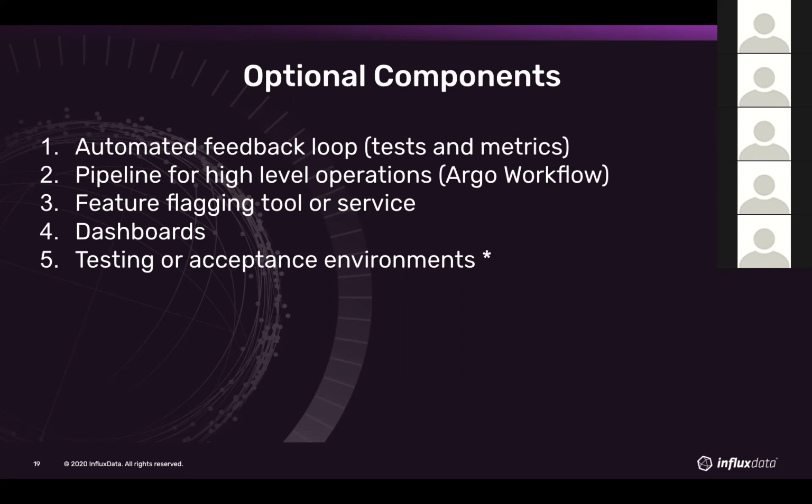It's nice to have a pipeline for high-level operations. There's a tool called Argo Workflow that we're looking at for that. I don't want to say too much about that because I'm not really clear on what the requirements are that the team's looking for there. But it'd be really nice to have a feature flagging tool or service. Right now we don't. All our teams have to figure out their own feature flagging methodology. We have too many places where people have to do a deployment to say, okay, this org can look at it, this org can't, etc.